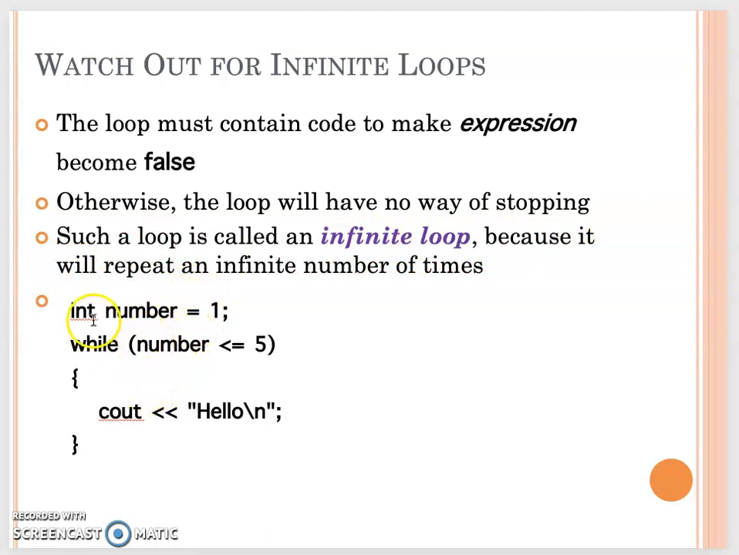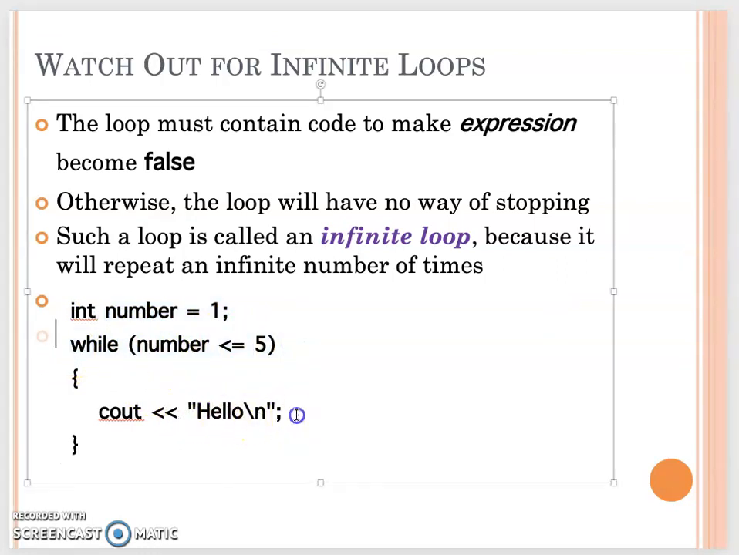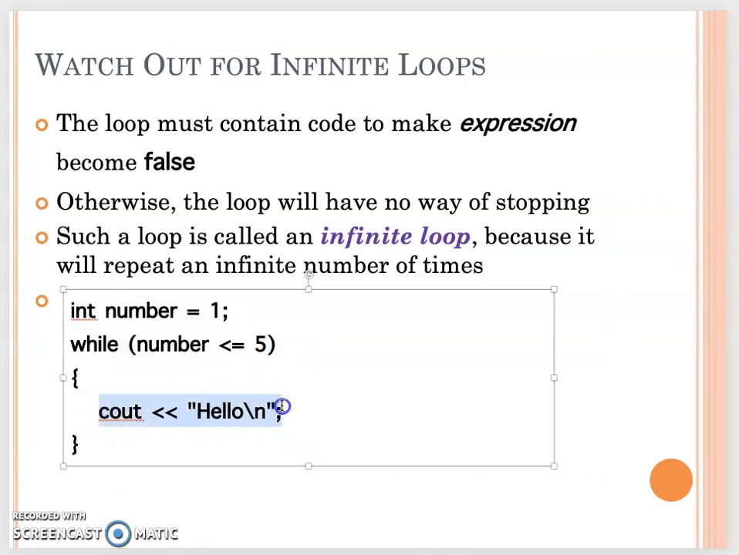For example, earlier we had number equal to 1, that's the initial value. So while number is less than or equal to 5, we display hello. But remember earlier, in the loop, we incremented the number. But how about if we forgot to increment the number? Then you will find out number is always equal to 1, right? So 1 less than or equal to 5, true, I print. Then number is still 1, so 1 less than or equal to 5, true. So you see it continues to display. That's what we call the infinite loop.